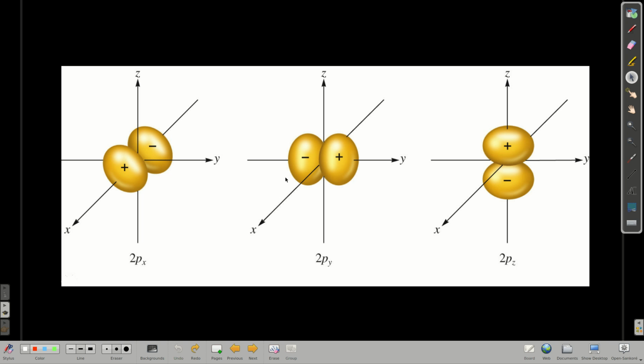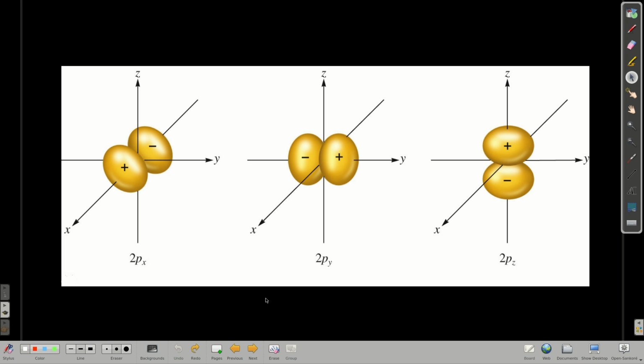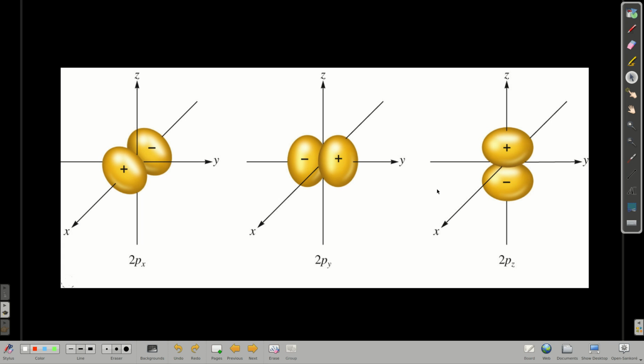In a p subshell, every p subshell has 3 p orbitals. For example, in the n equals 2 shell, there is a 2p subshell that has 3 orbitals. We don't really worry too much about these sublabels px, py, and pz. They're derived from which axis the orbital lies on. This orbital lies on the x-axis, so we call it 2px. This one on the y, 2py, 2pz, etc. But the important thing is that there are 3 orbitals in every p subshell.